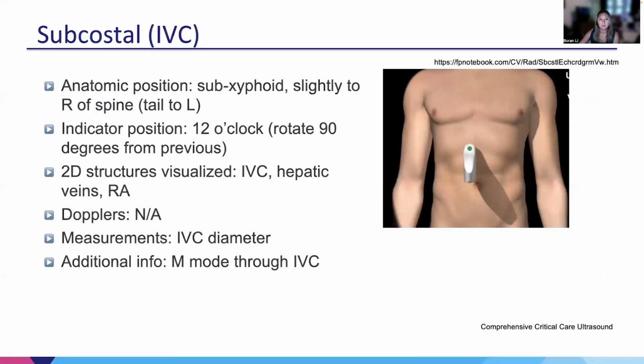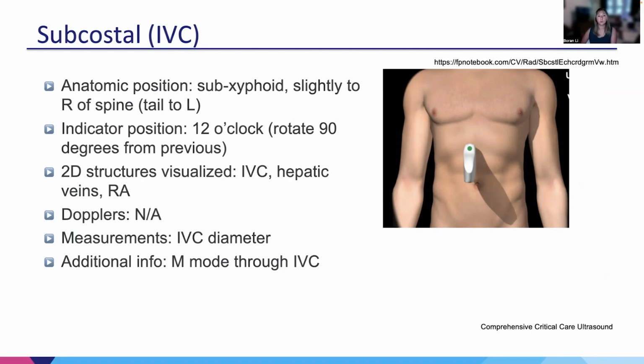From the subcostal, where you get all 4 chambers, we can move into the subcostal IVC view. So you're just going to take your probe from where it was with the indicator at the 3 o'clock position, my fake probe, and then turn it this way and move it slightly over to the right, since your IVC is on the right side of your body.